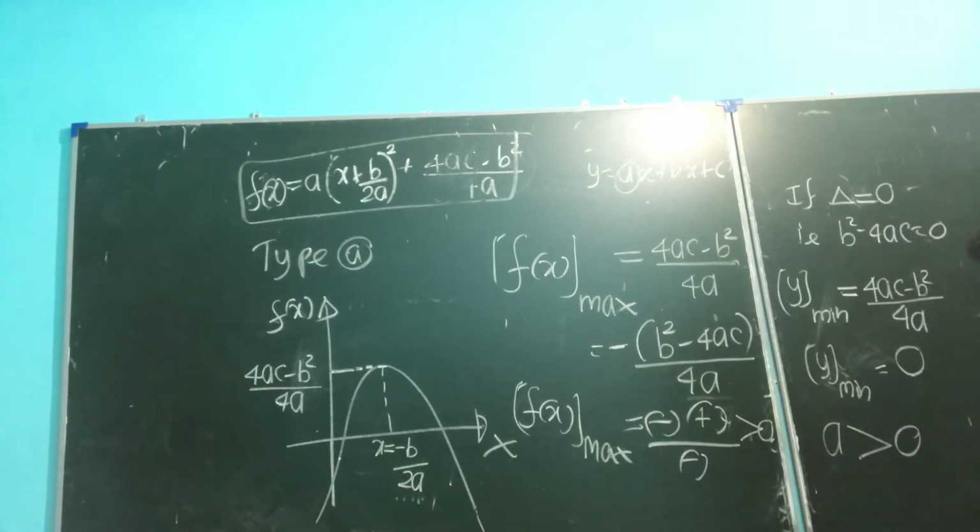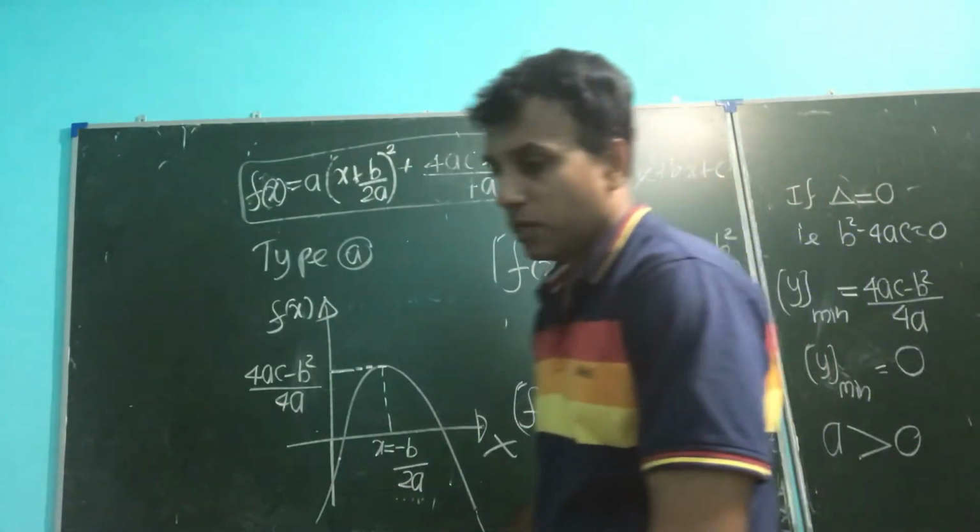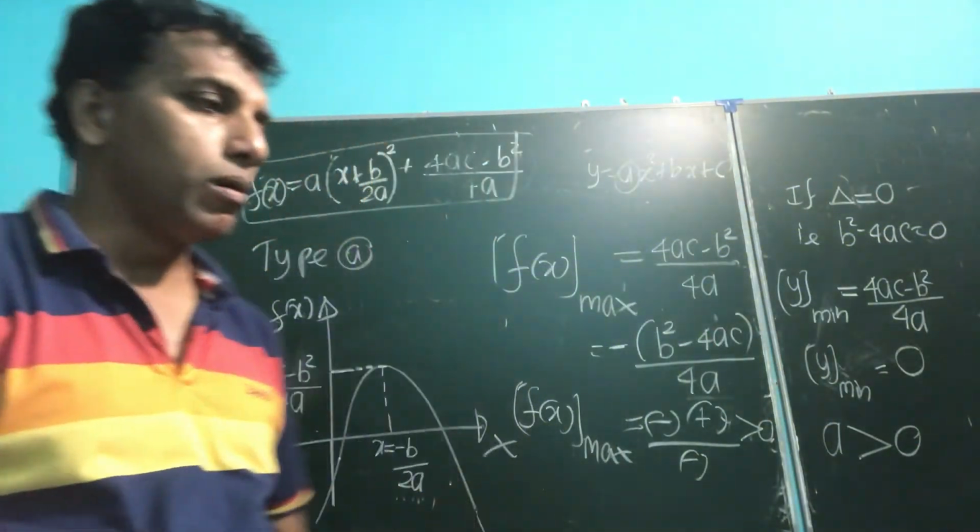This is type A, right? So what we learned earlier, 3 types. Here also we research 3 types. Okay, then write type B.